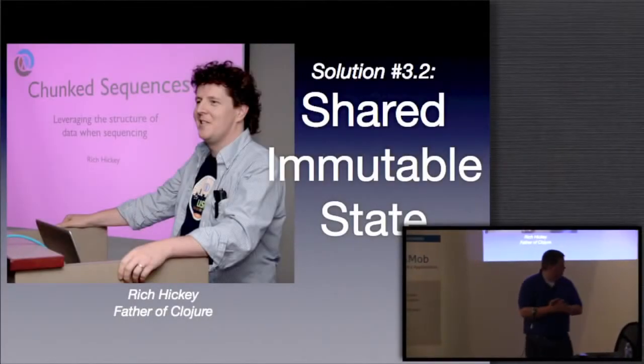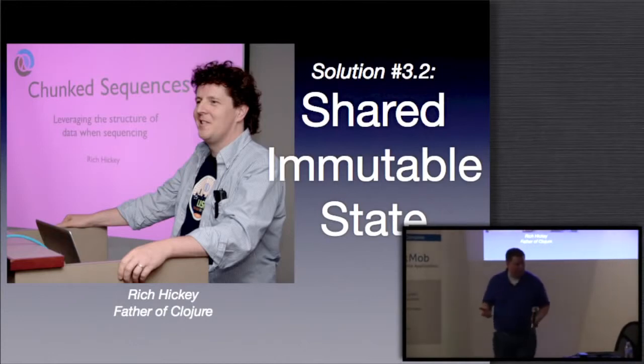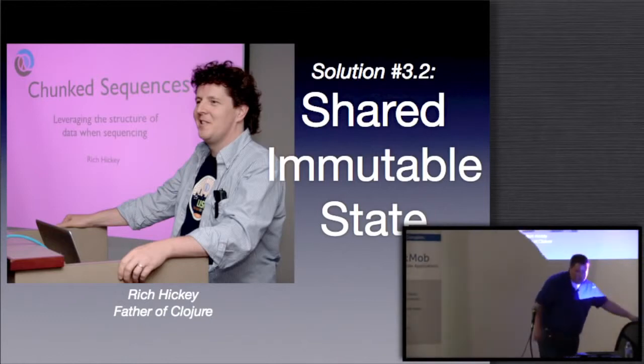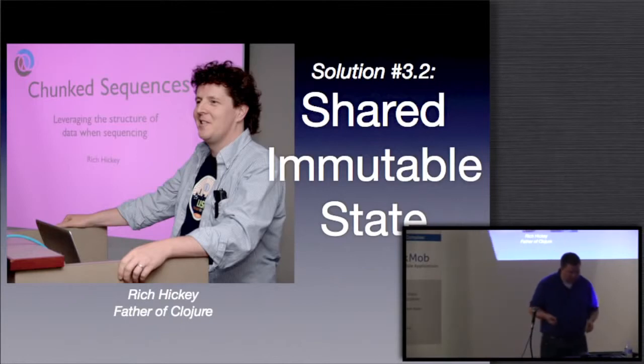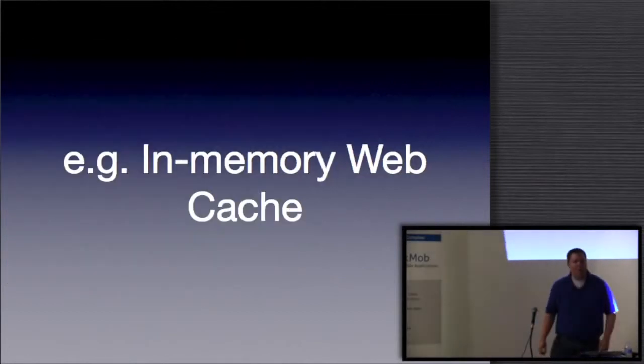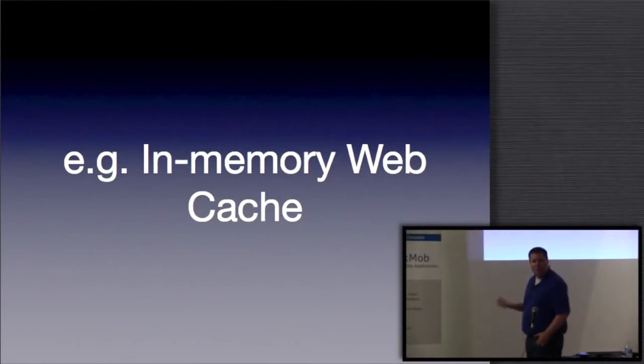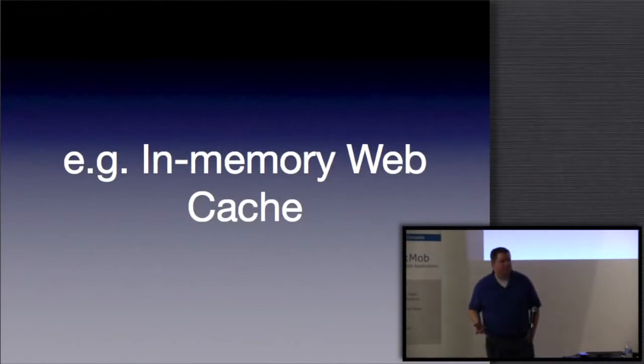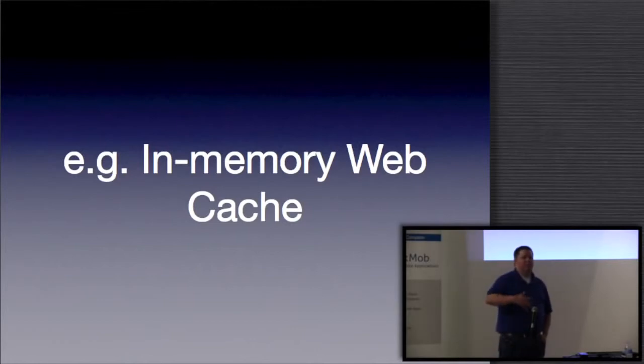So now let's talk about another way of communicating or sharing information between processes, and that's shared immutable state. Now, why do I have Rich Hickey up here? Because Rich Hickey's all about immutability and values, and so I thought he was a good person to carry this forward. So what if we wanted to manage an in-memory web cache? Could we do that with message passing in the event bus?